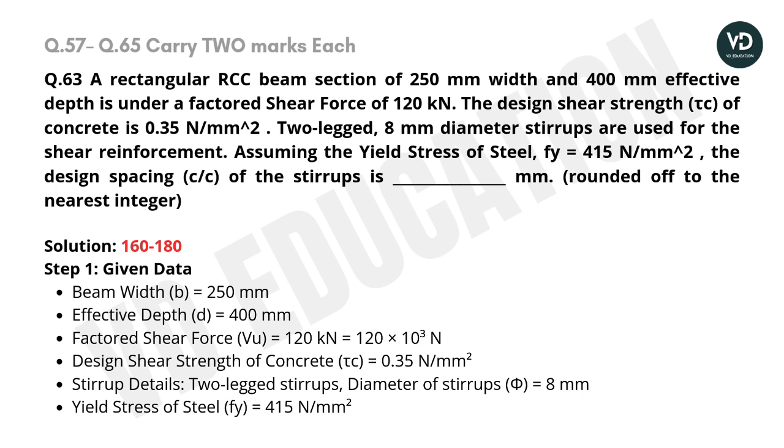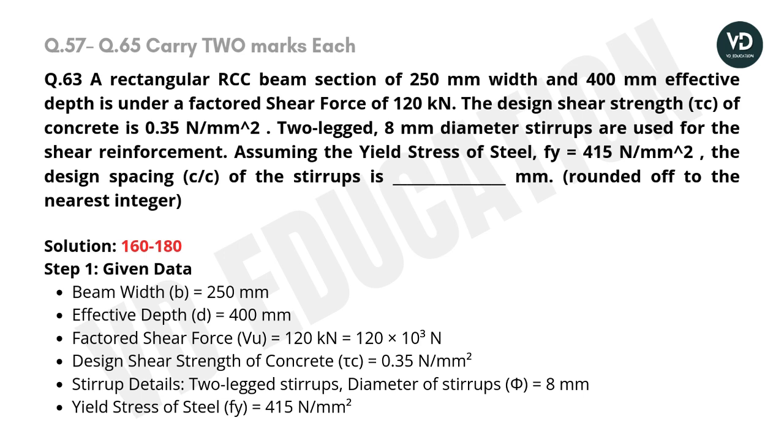Let's discuss the solution. Step 1. Given data. Write down the given data from the question. Beam width, that is B, is equal to 250 mm. Effective depth D is equal to 400 mm. Factored shear force is 120 kilonewton. That will be converted to only Newton, so 120 into 10 to the power 3 Newton.